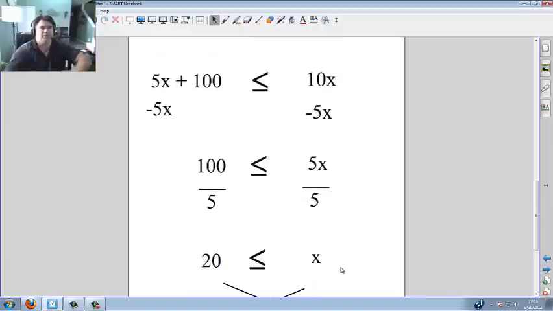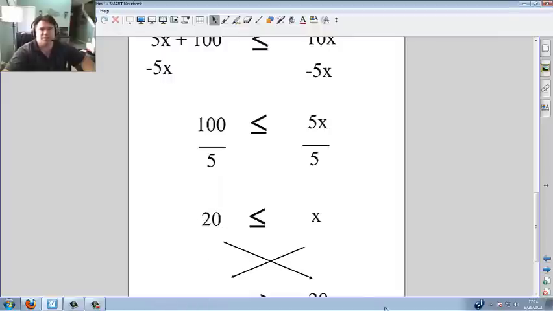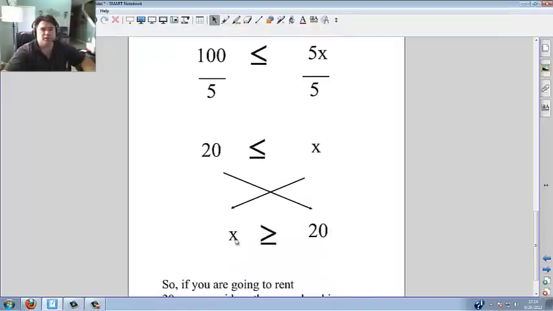Flip it: x is now over here, 20 is now over here. Instead of less or equal to, it's now greater or equal to. So basically, if you rent 20 or more videos from this place, you're going to make your money back, and then some. So it's better to plunk down the $100. If you're only going to rent a couple videos, don't waste your money. What happens a lot of time with things like this is that people don't realize how much they're renting.